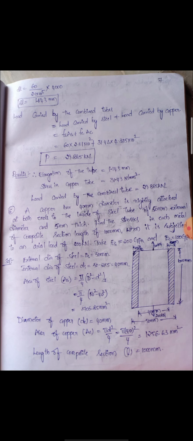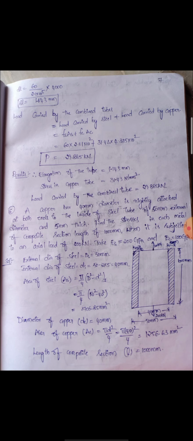So first of all, we know the diameter values, then we have to find the areas. The external diameter of the steel, capital DS, equal to 50 mm. The internal diameter of the steel, small ds, equal to capital D minus 2 into thickness, nothing but 50 minus 2 into 5, that equals 40 mm. So the external diameter of the steel is 50 mm and the internal diameter is 40 mm.